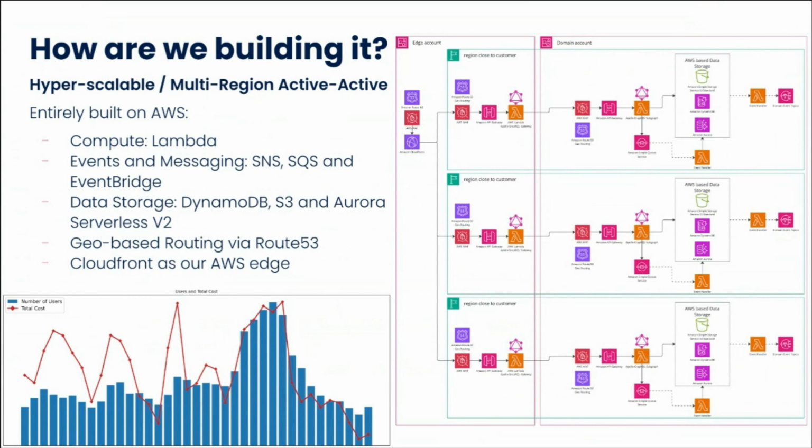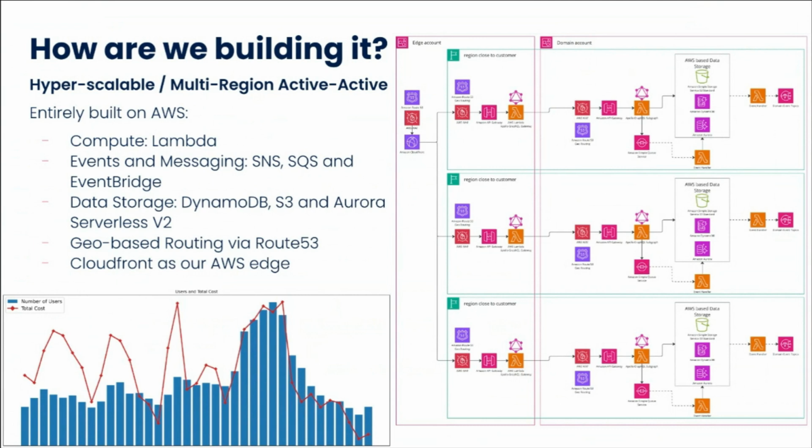We've utilized Lambda for our compute, SNS, SQS, and EventBridge for our event messaging and brokerage. And for our databases, we prefer DynamoDB over everything. But sometimes you need to use S3 for those large objects. And finally, some of our use cases really required relational databases. So we use Aurora Serverless v2, which annoyingly makes us build VPCs.